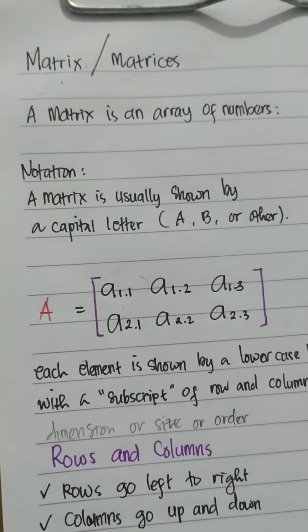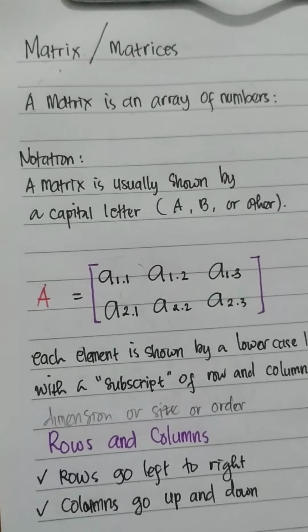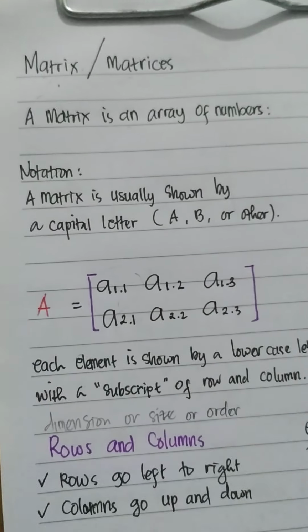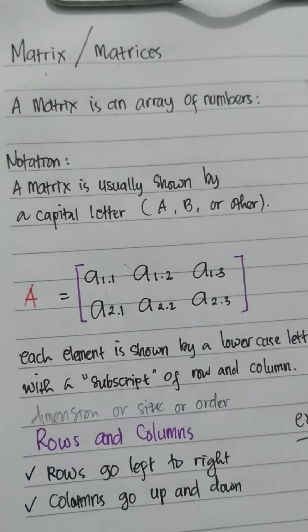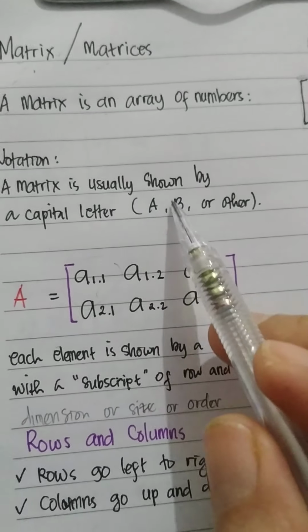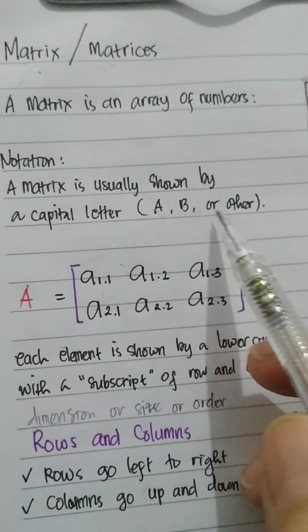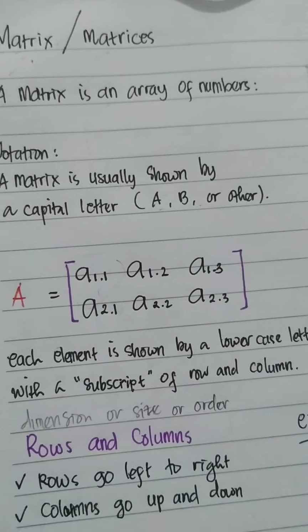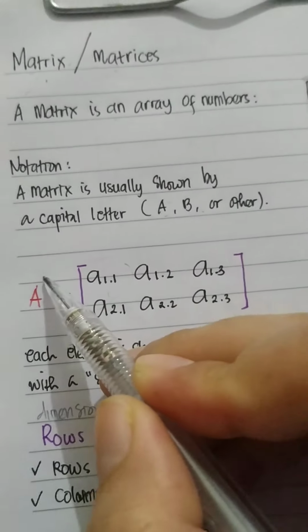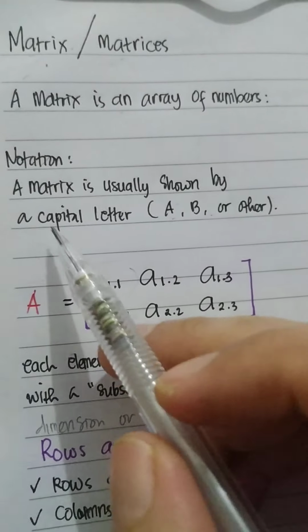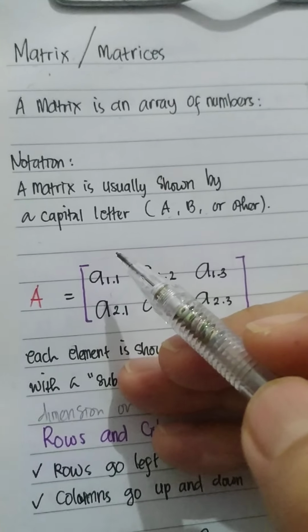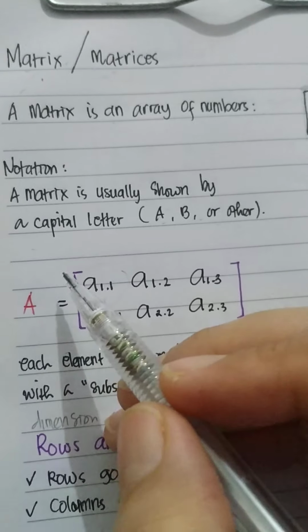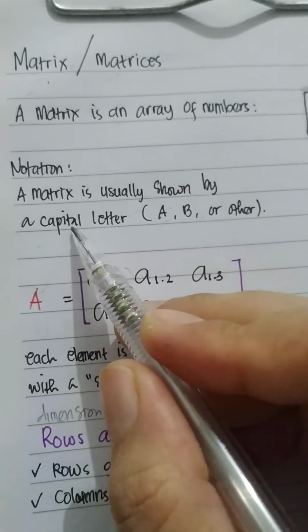Next we are going to the notation. Here, notation of a matrix. A matrix is usually shown by a capital letter, like A, B, or others. Never, I say it again, never write down a matrix with a small letter, okay? So it must be a capital letter.